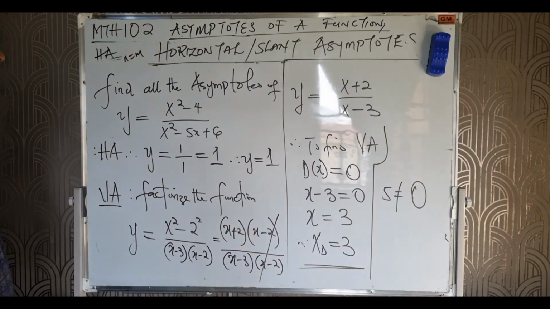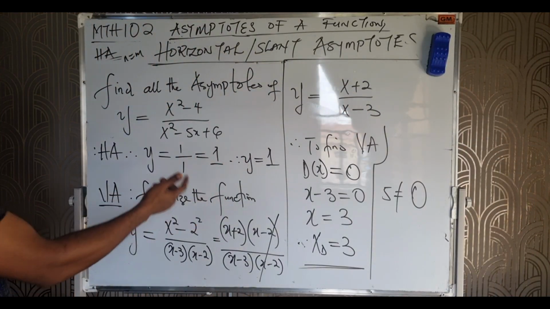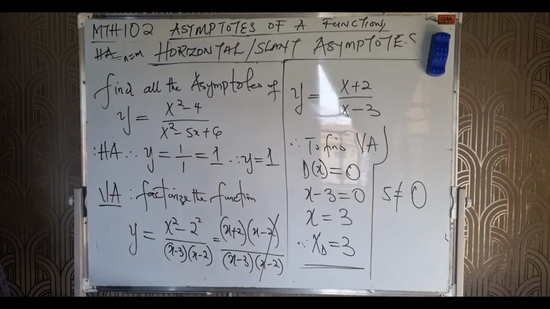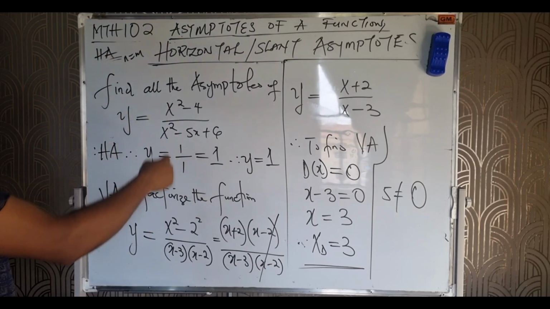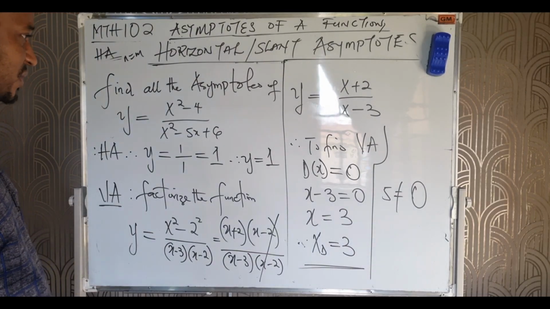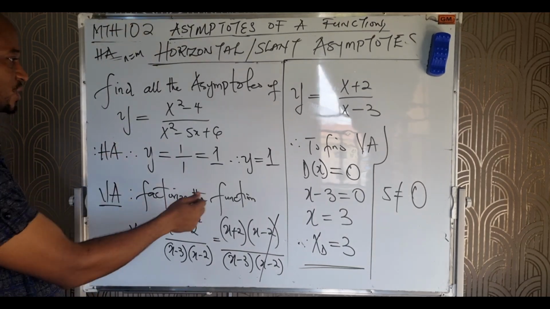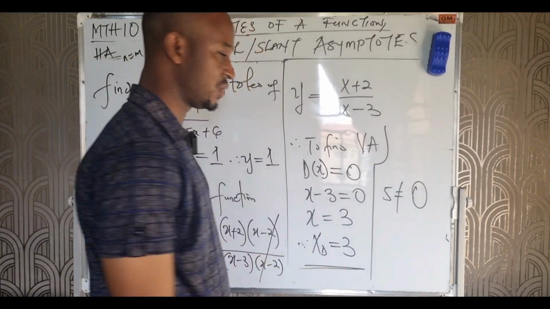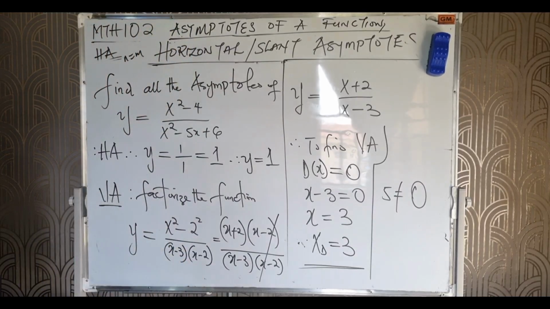If there is, definitely there's no slant, because the power of x here and the power of x here are the same. The degree of both the numerator and the denominator happens to be the same. So there's no slant. So we only have horizontal asymptotes, which occur at y equals 1, and vertical, which occur at x equals 3.